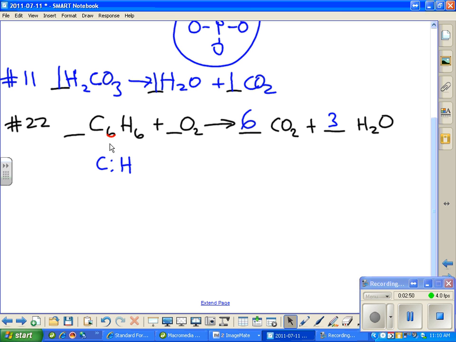Now, how many oxygens when I multiply 6 times the CO2? Come on, how many oxygens here? I have 12 oxygens. How many oxygens do I have here? Oops, this is 12 O's. I've got to write this in a way that it makes sense. 12 O's. There we go. 12 oxygens. How many oxygens do I have here with the water? 3 times 1, which gives us 3 O's.